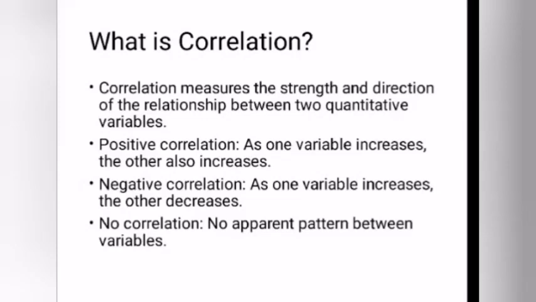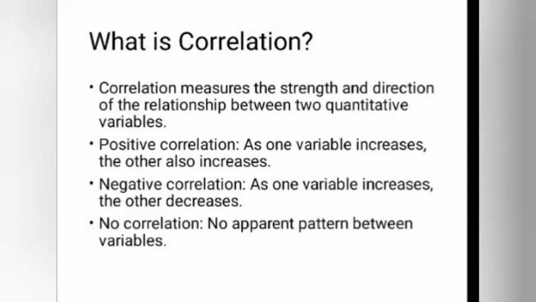So positive correlation: as one variable increases, the other also increases. An example is the more you are reading, the more knowledge you are getting. Then negative correlation is when one variable increases, the other decreases. For instance, if you are not reading and you keep watching movies for a longer time, your knowledge is not going up, it's going down. So the more you watch movies, the more your knowledge decreases.